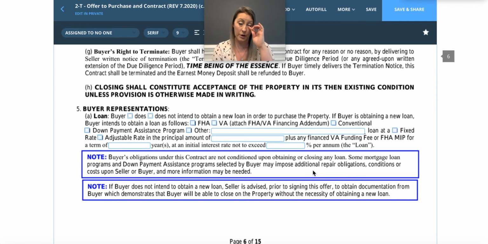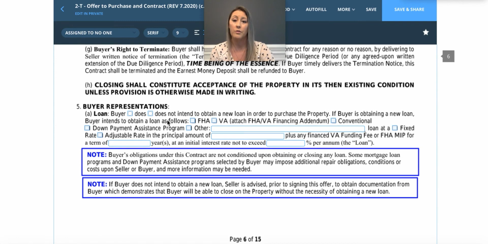Okay, so the loan. Does your client need to get a new loan or do they not? Hopefully you will know this information going in. We're going to say that this client does need a new loan, because if not, then you just move on to the next section. Now, what kind of loan? FHA, VA, conventional, down payment assistance program. Other would maybe be USDA, because they don't have that listed. But we're going to say that our client is just getting a regular conventional loan.